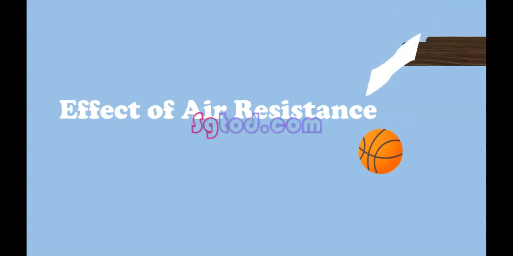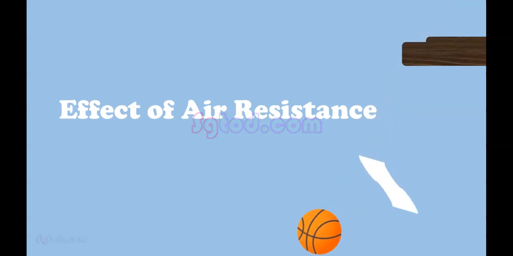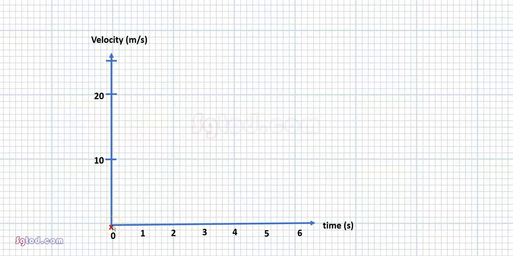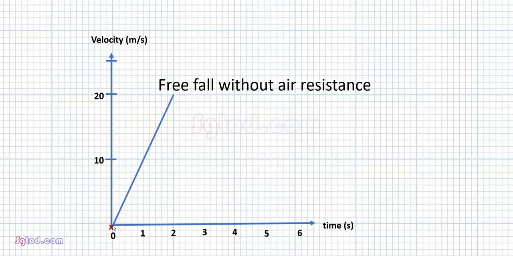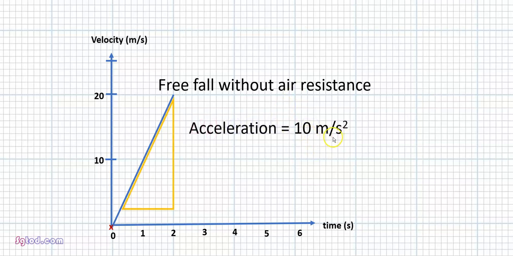In this video, we are going to find out the effect of air resistance on falling objects. In the previous lesson, we learned about objects falling in vacuum, that is, in the absence of air resistance, the object falls with a constant acceleration of 10 meters per square second, which means its velocity increases constantly by 10 meters per second for every second.